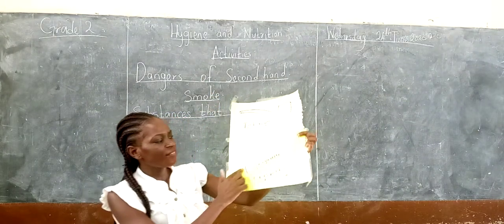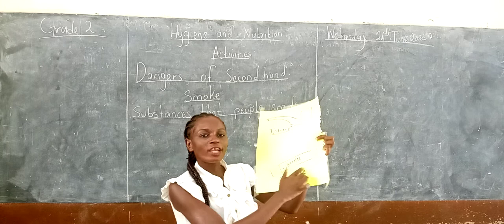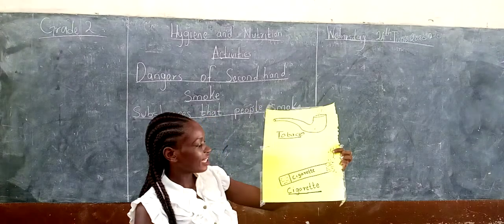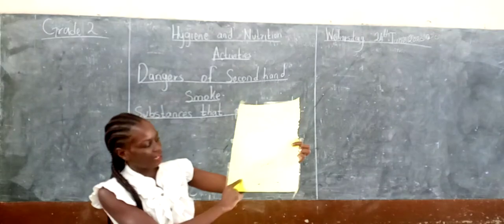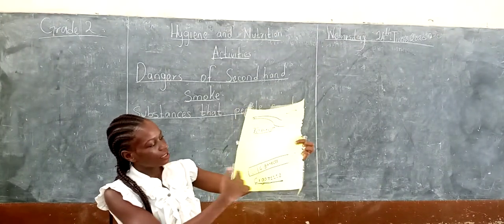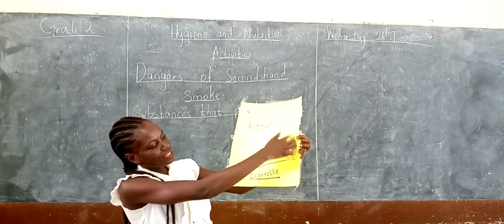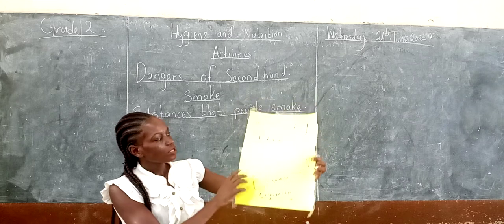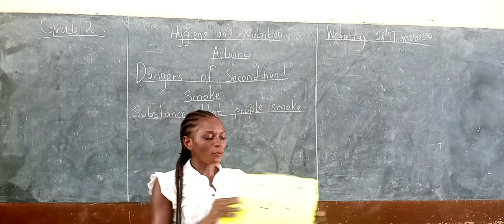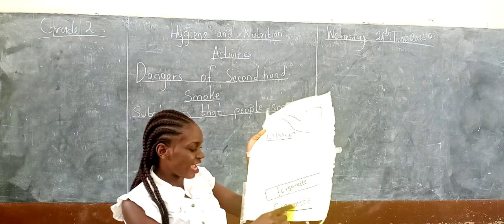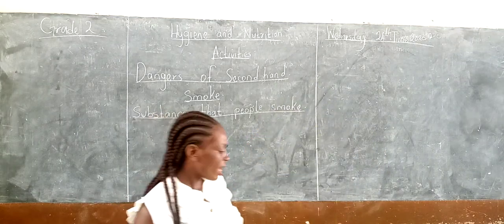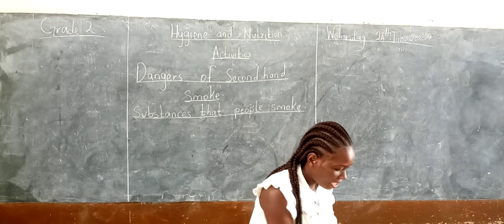Then we have the cigarette. This is very common. Most of us have seen it. It is sold even in our shop. So this is the cigarette. You light up here, then this is the smoke. So these are the two things that people smoke. They smoke tobacco and cigarette. So I want us to write something.